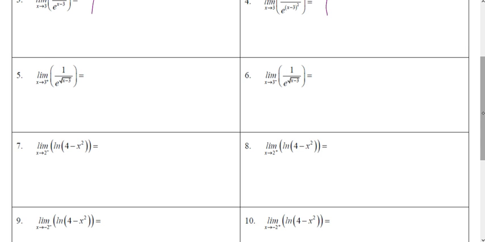Okay, where are we approaching from? 3, from the right. I reversed my key here, so this will be 1 over e to the root of a small positive number, which is basically 0. e to the 0 is 1, and 1 over 1 is 1.